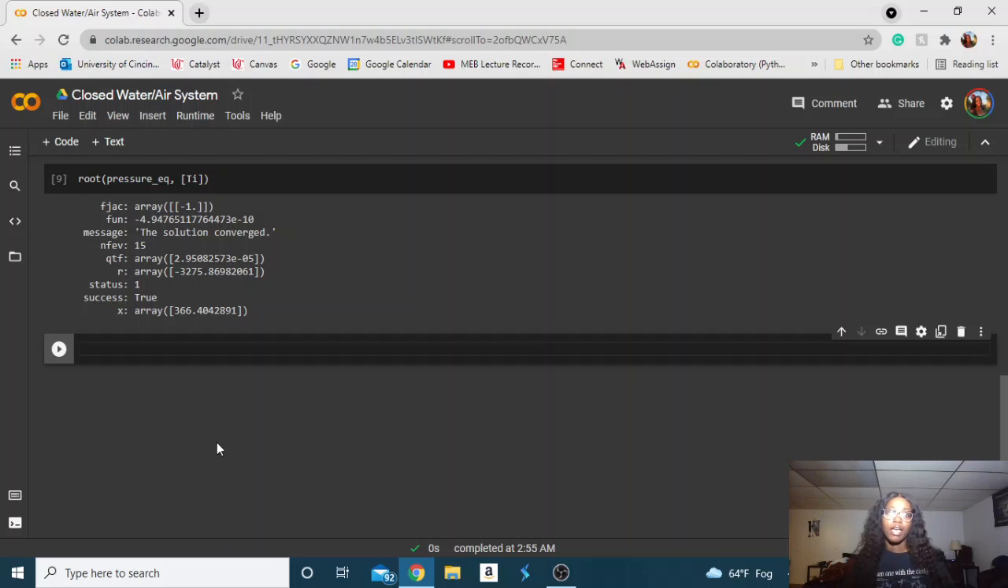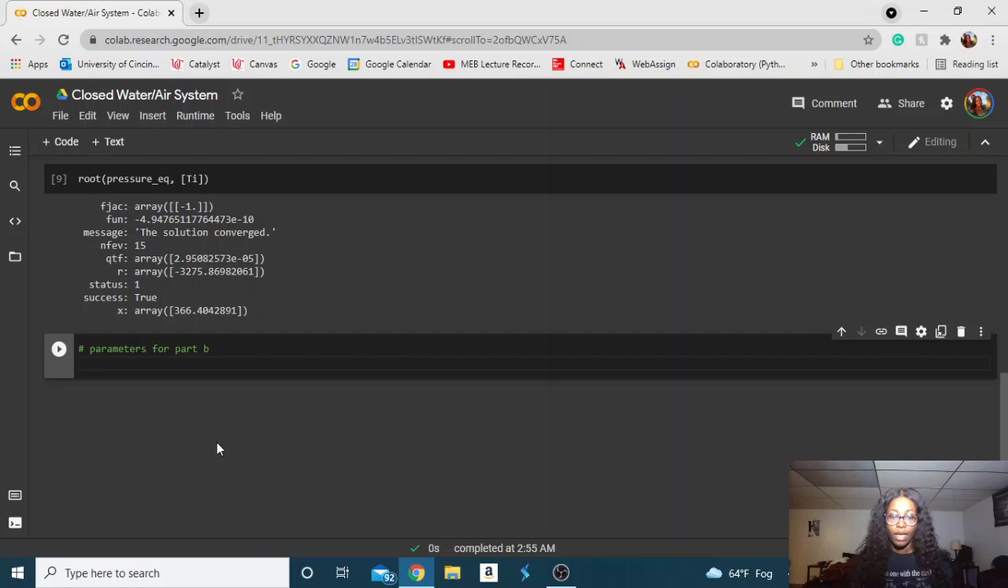So coming back to Colab, all we really have to do is modify some of the code that we created for part A and make it relate to the current scenario that we have in part B. And the first thing that we're going to want to do is create our variable for the moles of water vapor desired. And I'm going to label this section as parameters for part B, even though it's just one new parameter. And we know that that was equal to 0.3 moles.